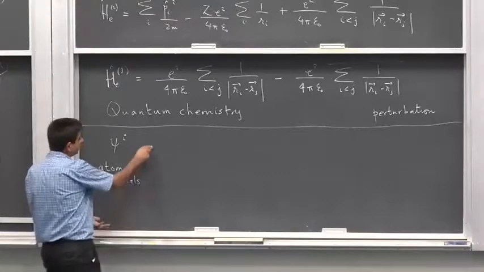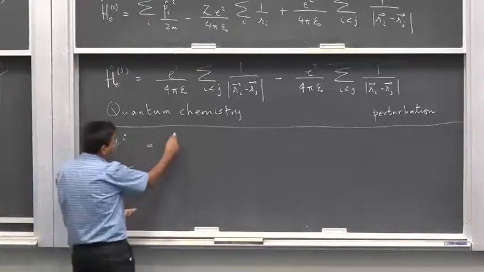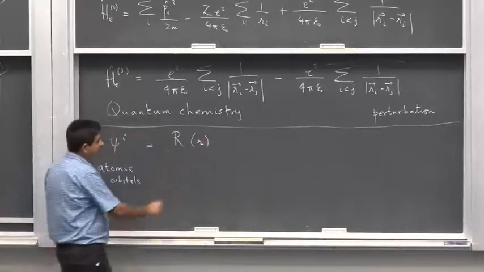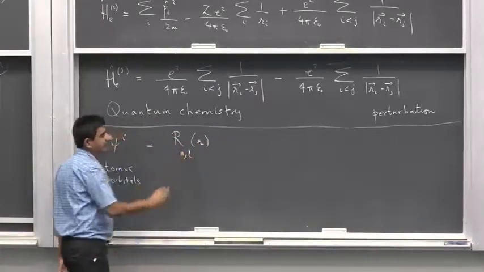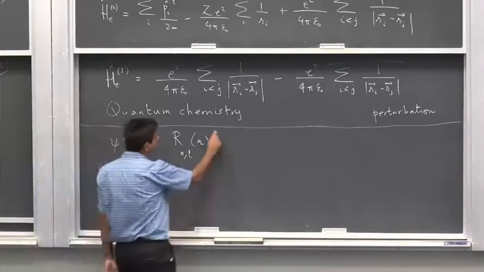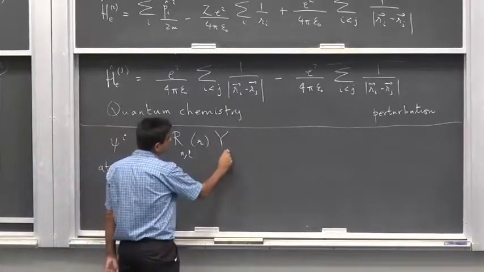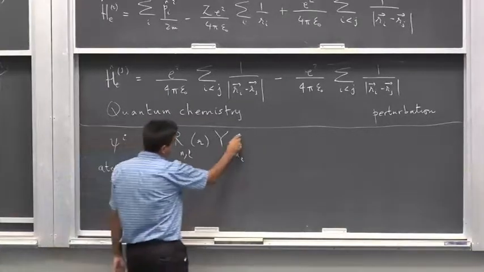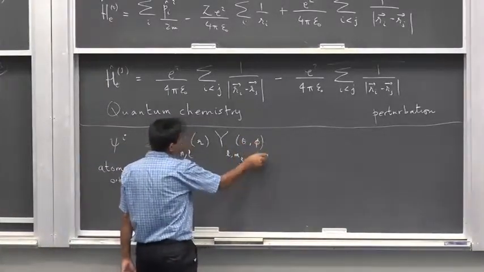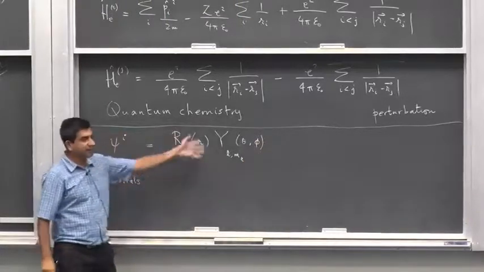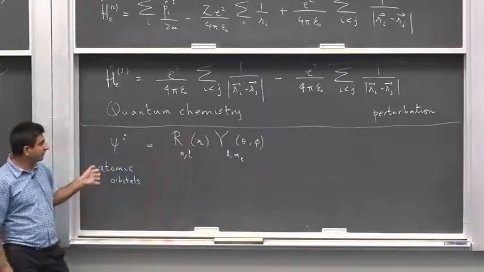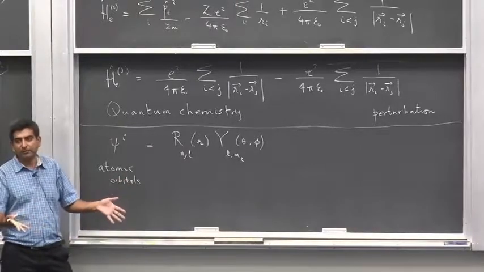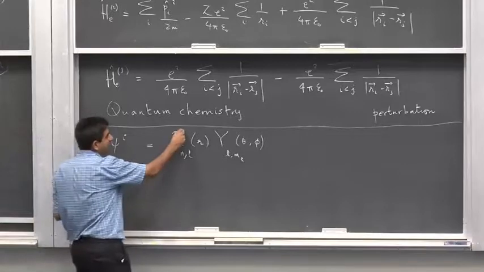And each atomic orbital for the ith electron has a radial part, right? Which is denoted by two quantum numbers n and l. And it has an angular part which is characterized by two quantum numbers l and ml, and this depends upon the angles. And this is really a spherical harmonic function, and this is a radial function. So when you solve the hydrogen atom, these are what pop out. Now this is for the ith electron.